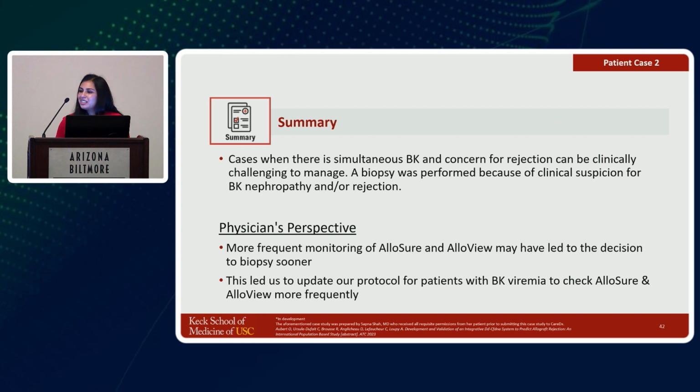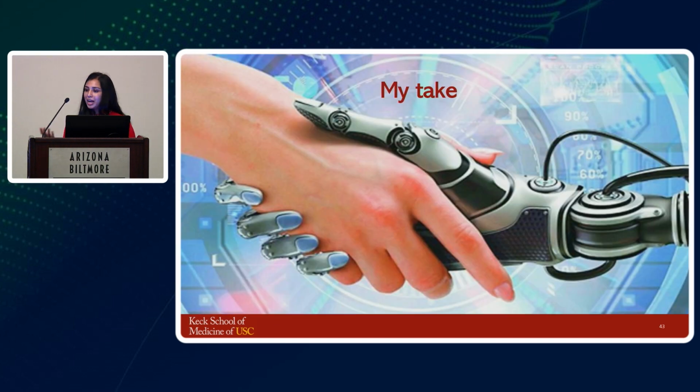But in summary, cases where there's simultaneous BK and concern for rejection really are clinically challenging. So for her, a biopsy was performed for clinical suspicion of BK nephropathy and/or rejection. But what I think is that, in hindsight, more frequent monitoring of her AlloSure and her AlloView score may have led to an earlier decision to biopsy. And this led us to update our protocols for our patients with BK viremia to check AlloSure and AlloView scores more frequently.